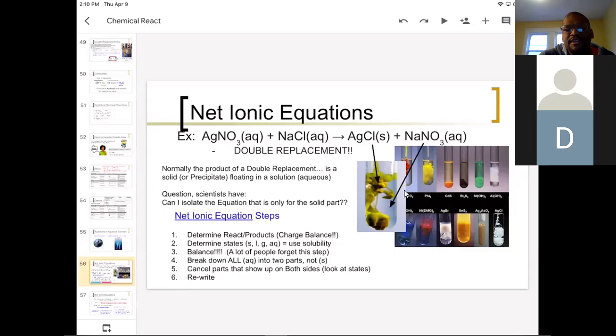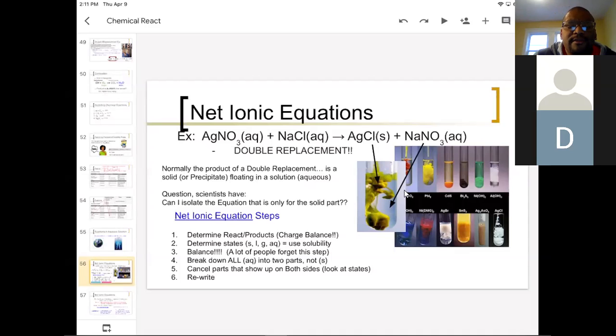And it has a particular number of steps. There's 6 steps, although it doesn't seem like 6 steps. The first thing you want to do is determine the reactants and the products, the left-hand side and the right-hand side. That's the reason why predicting products and then doing that charge balance is so important, because you have to have the left and the right side perfect.